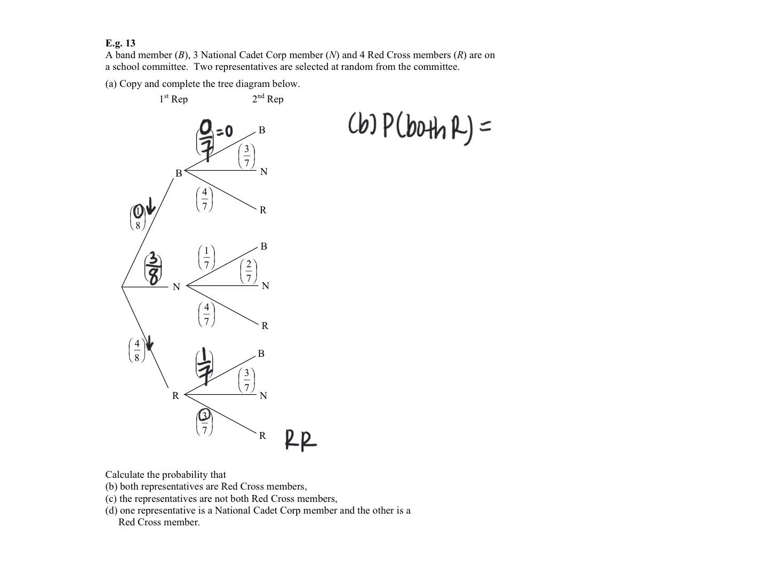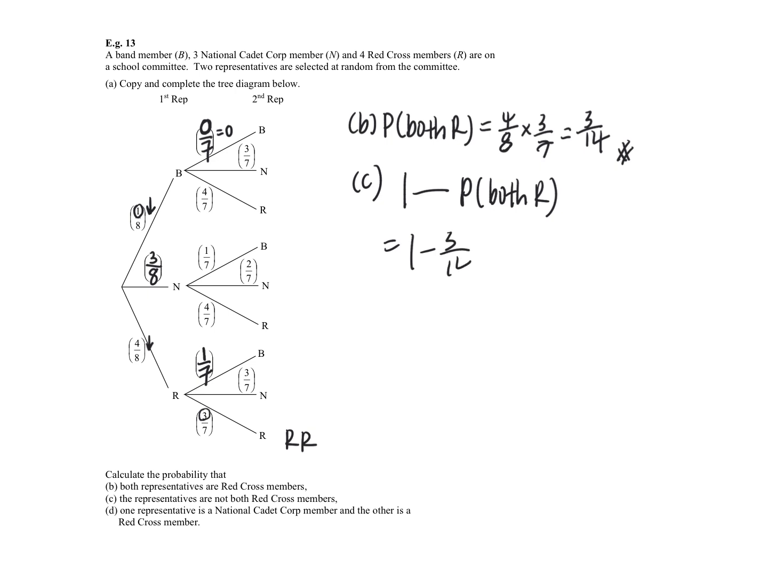It will be 4/8 times 3/7. Okay, easy one. Okay, very easy one. So 3 out of 14. Okay, part C, I want both not Red Cross. So just 1 minus both red. So all this is quite easy.